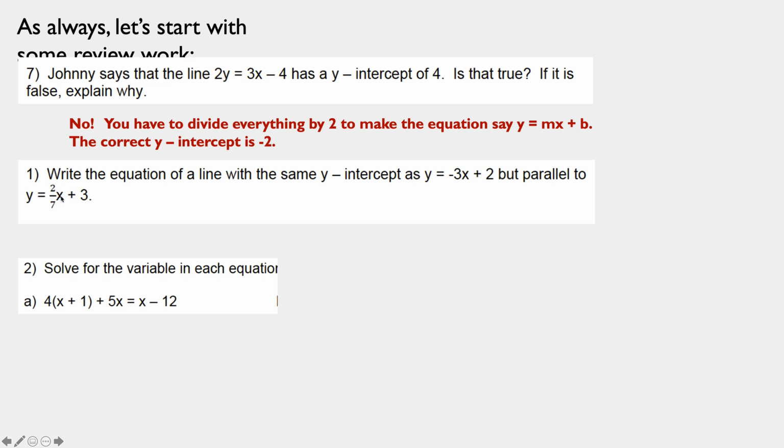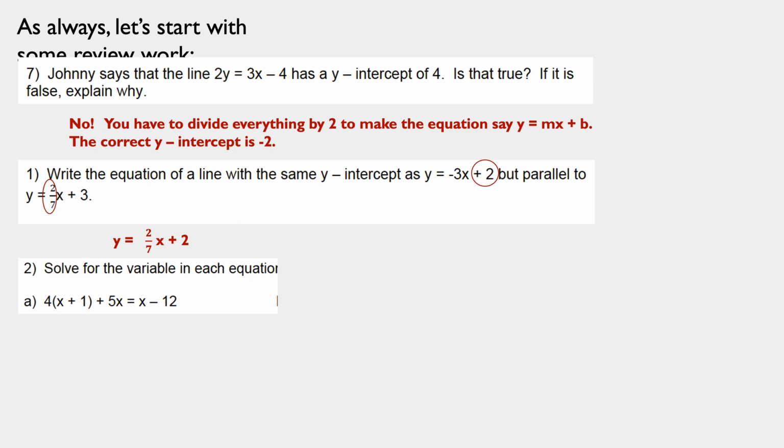So I have to have y equals 2/7 x, because the 2/7 is a matching slope. So my correct answer, here's my y-intercept, that I notice. There's my slope, that I notice. And my correct answer is y equals 2/7 x plus 2.